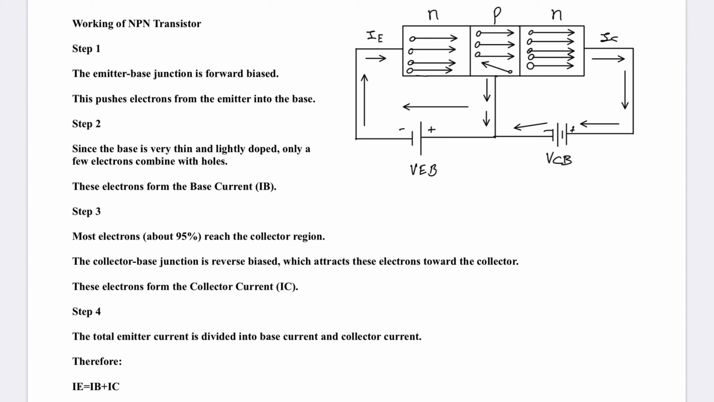Step 3. Most electrons, about 95%, reach the collector region. The collector base junction is reverse biased, which attracts these electrons toward the collector. These electrons form the collector current, IC. Step 4. The total emitter current is divided into base current and collector current. Therefore, IE equals IB plus IC.